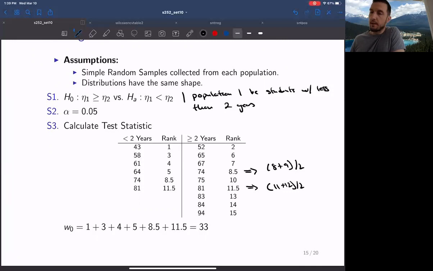Since we have declared the students with less than 2 years to be our first population, our test statistic here, W1, is going to be 1 plus 3 plus 4 plus 5 plus 8.5 plus 11.5, which is 33. So this is our test statistic for this particular Wilcoxon Rank-Sum test. Any questions?